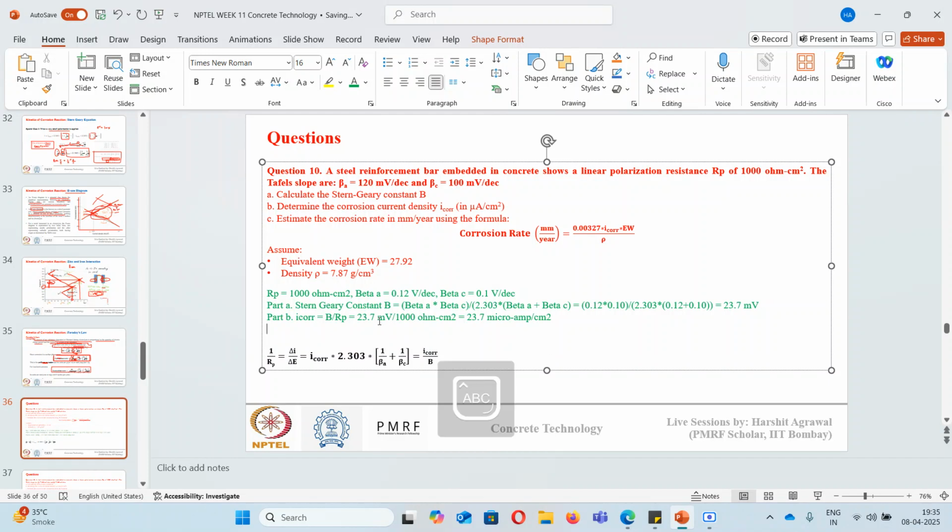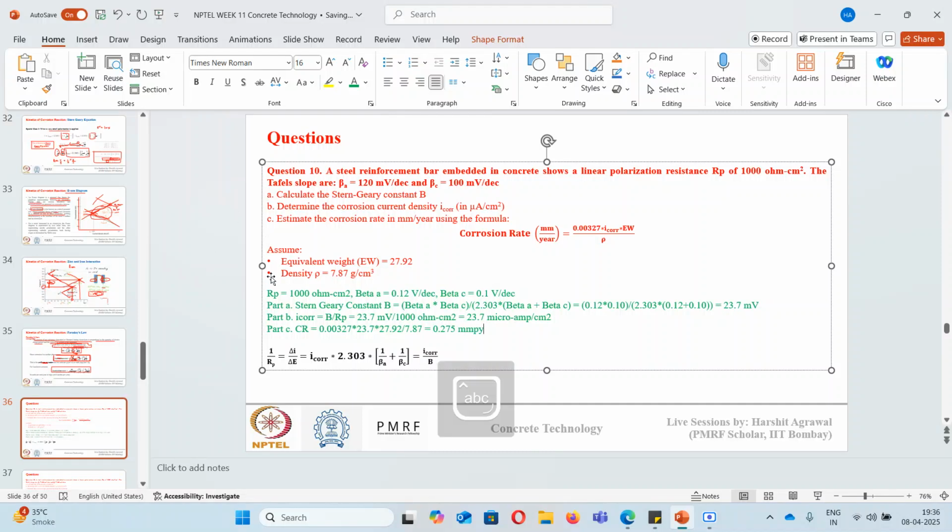And finally, part C is corrosion rate. We know the I_corr value in this formula. Equivalent weight is given to us and density is given to us. So for corrosion rate, I just need to substitute all the values. Corrosion rate is nothing but 0.00327 times the I_corr value, which is 23.7, times my equivalent weight 27.92, divided by density 7.87. This will give you an answer of 0.275 mmpy.